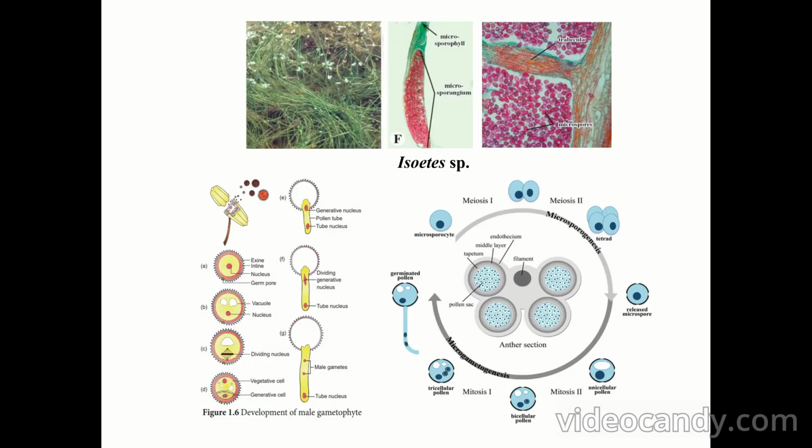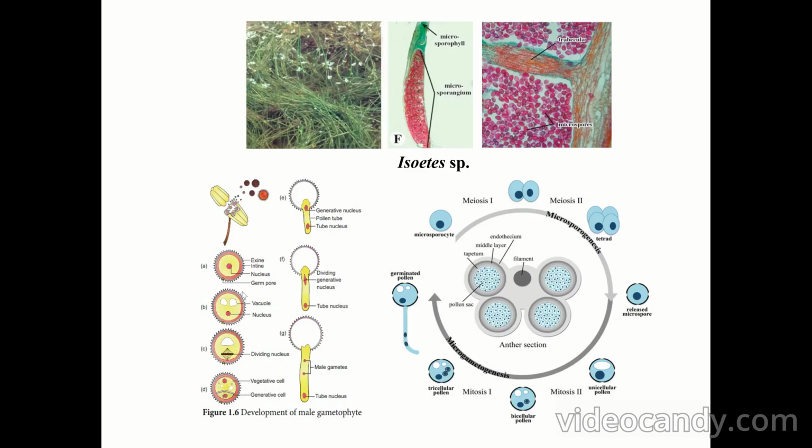Why are pollen grains called the male gametophyte? Because, as I previously mentioned, from the generative nucleus two male gametes are produced. So that is why pollen grains are called the male gametophyte. Let's see how the development of the male gametophyte takes place.